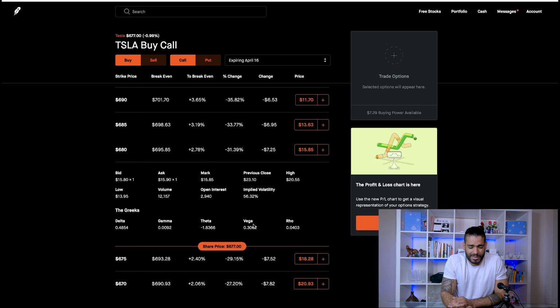And this one is Rho. Like I said, Rho is not really important. Traders don't really look at this one. Rho represents the rate of change in interest rate. It measures sensitivity to interest rates. Again, this one Greek is not very important. You don't really need to know it.